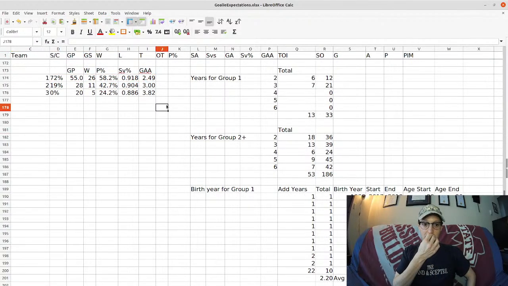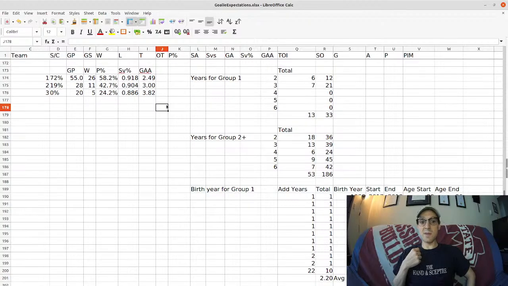So we have an expectation of 55 games played, and again, these are updated from the first time because I wanted to take out anybody who played less than 20 games. So minimum of 55 games played by the goalie, 26 wins, 58.2 point percentage, so that includes wins and ties of total potential points, save percentage of .918, which is pretty good for a starter, so that makes sense and lines up, and then a goals against average of 2.49.